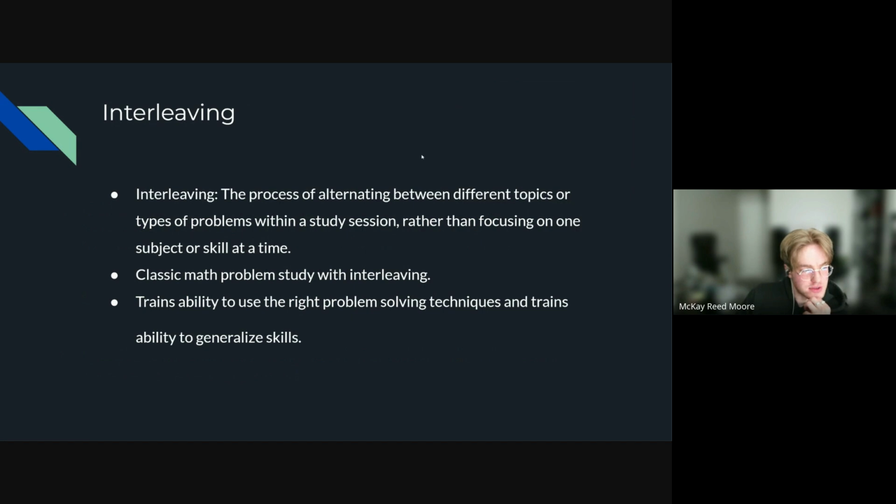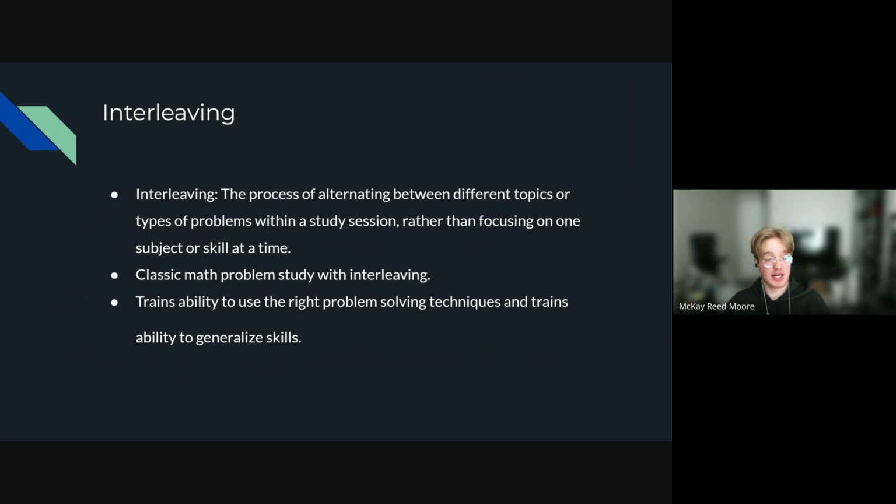So we'll go to this next one here. This next concept is called interleaving. And this is the process of alternating between different topics or types of problems within a study session, rather than just focusing on one entire thing for the span of the session.